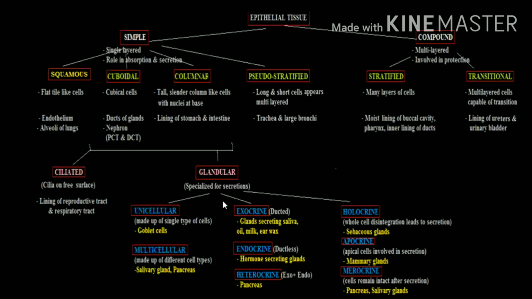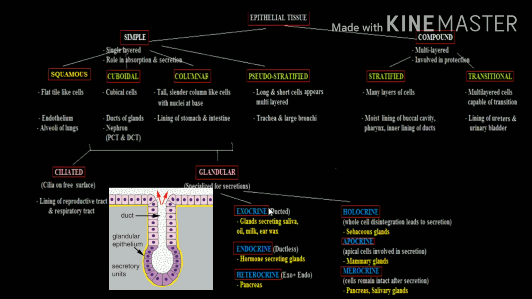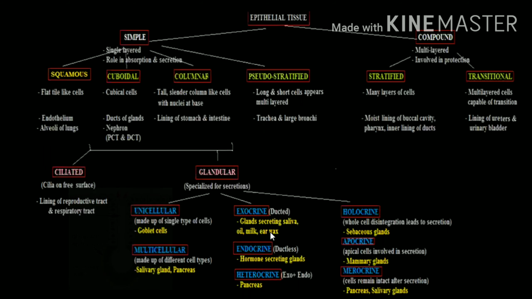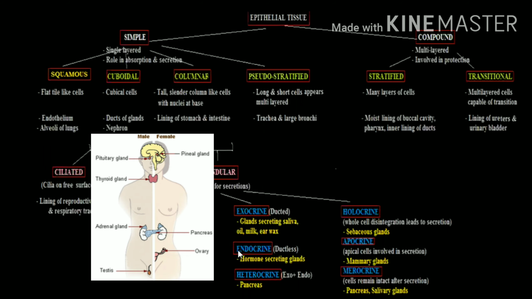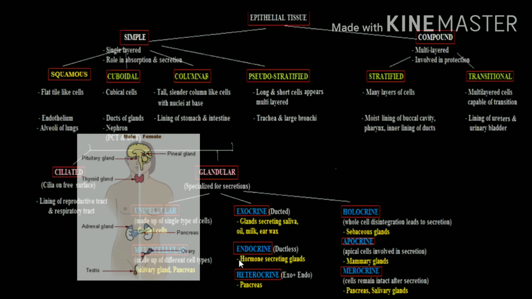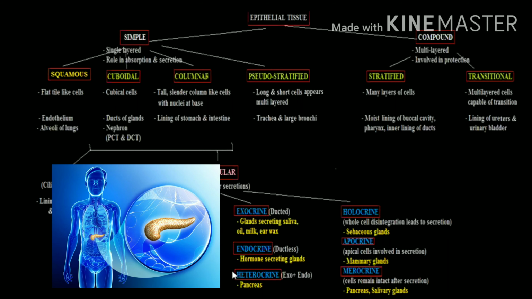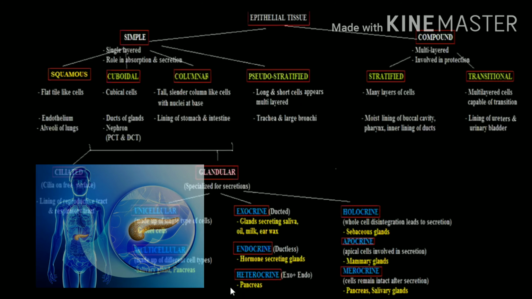Another classification is based on the presence and absence of duct: exocrine, endocrine, and heterocrine. Exocrine glands are ducted glands in which the secretions move into the duct. Glands secreting saliva, oil, milk, earwax, etc. are examples. Endocrine glands are ductless glands, so their secretions are directly released into the blood, and all the hormone secreting glands are examples of endocrine. Heterocrine has both exocrine and endocrine function, and the only such gland is the pancreas.